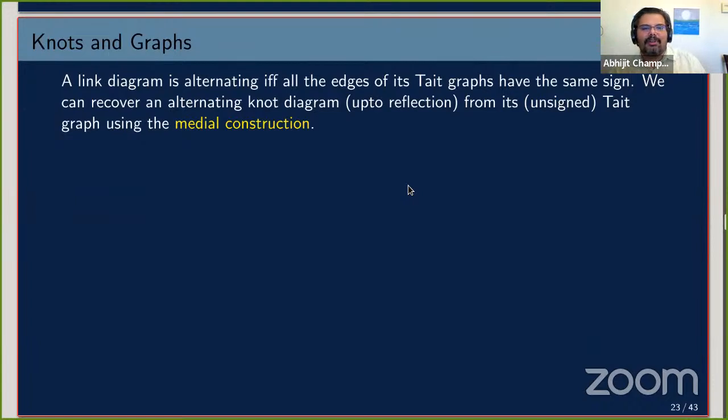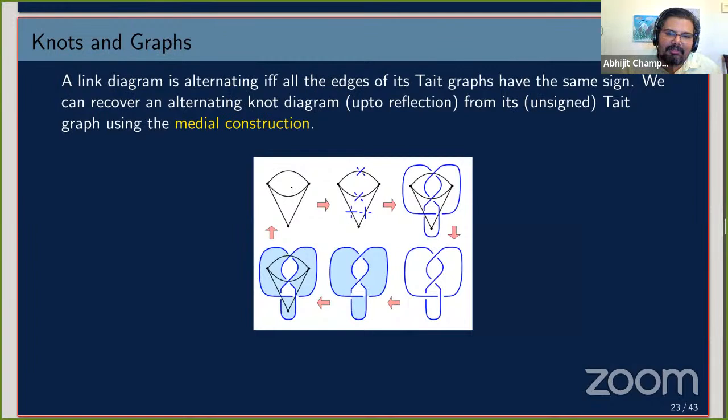Also, let me point out that if you are given a graph, then you can reconstruct the knot back by using the medial construction. If you're given a graph, and I'm not putting signs over here, you can put a crossing at every edge depending on what the sign is, and then you can attach the crossings in a unique way inside every face, and that gives you a knot. Then you can again checkerboard color it and get back the graph. So this interplay between knots and plane signed graphs is very nice, using this medial construction and the Tait construction.